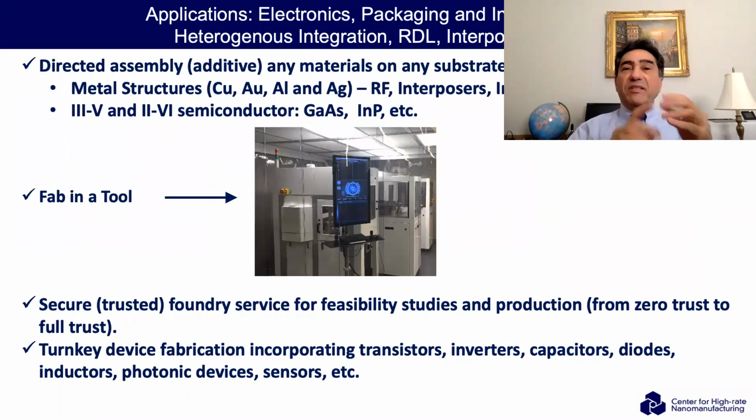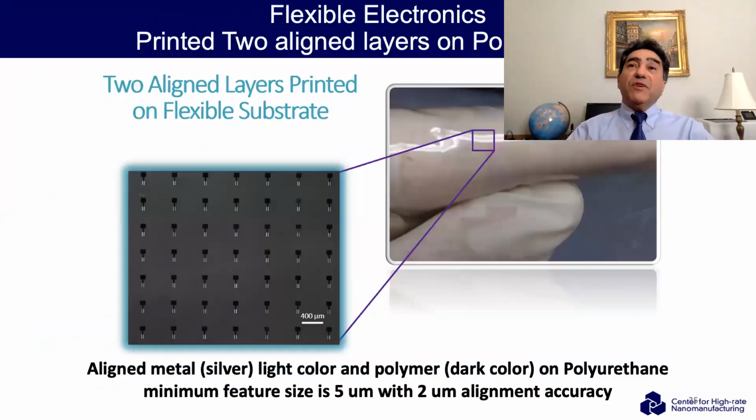And so this tool basically would have the alignment, would have lithography built in because we use lithography, has the assembly, everything is in that tool. And so basically you have a tool that's in your lab or your factory, and it's fully trusted, and you submit your design and then you can print. So for example, this is for a polyurethane. This is flexible electronics.